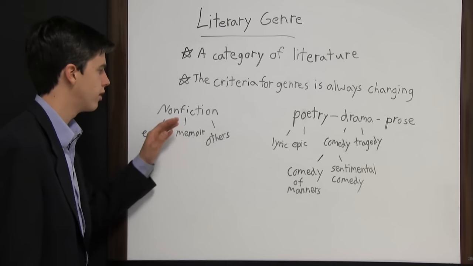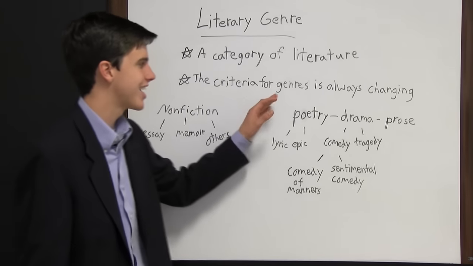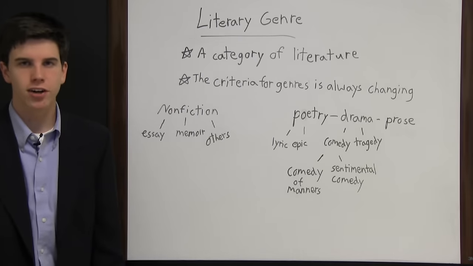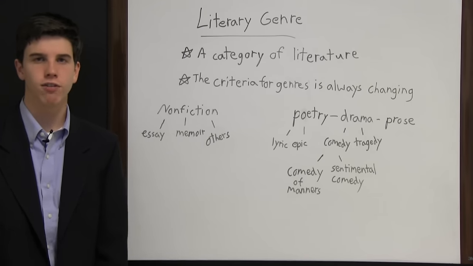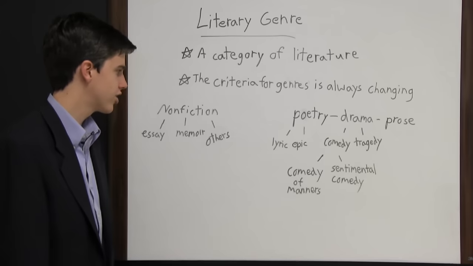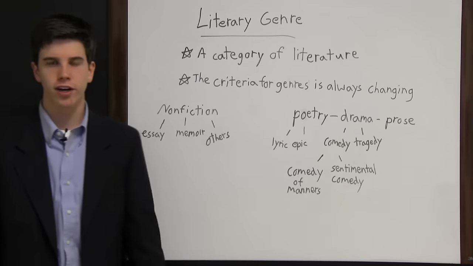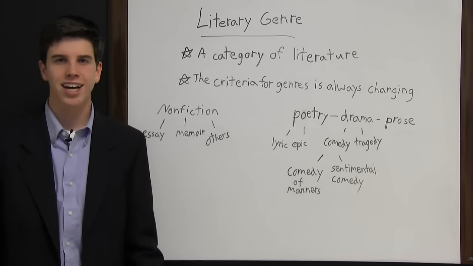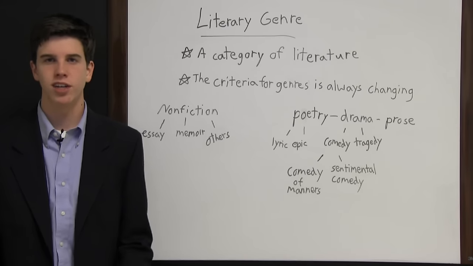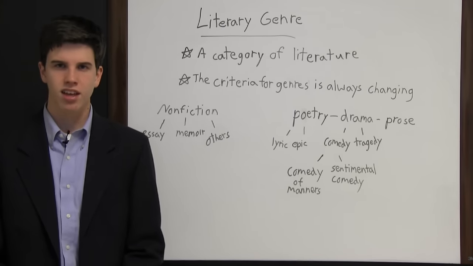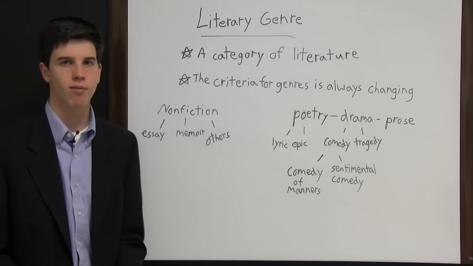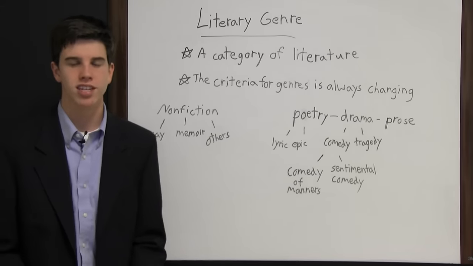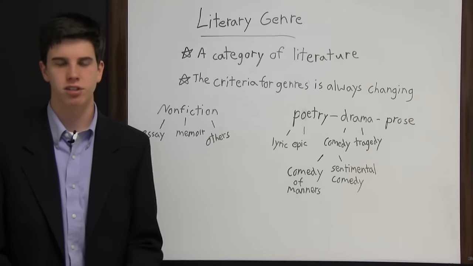It's also important to remember that the criteria for genres is always changing. Literary experts have differing views on which genres should exist and the criteria for those genres. So it's hard for me just to write up here on the board all the literary genres that exist because it's not cut and dry. Different literary experts have different views on which ones exist. Then when you start looking at the literary genres, it can get confusing from there because then you have subgenres that come from those literary genres.